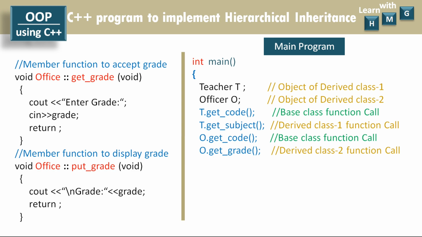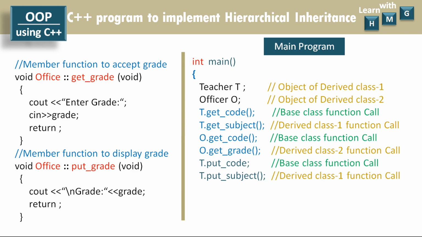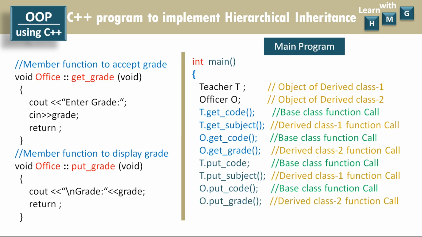Now let us display the same. First of all, the teacher's information: t.putCode and t.putSubject. So the teacher's staff code and the teacher's subject name. Similarly, the officer's staff code is displayed using o.putCode and the grade is displayed using o.putGrade. Return 0, end of the function.